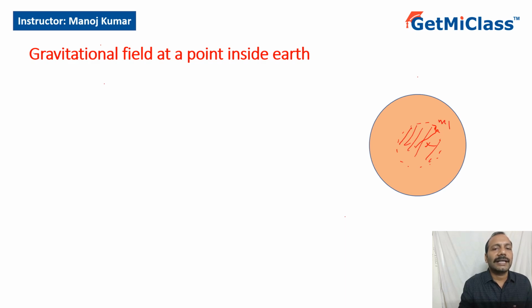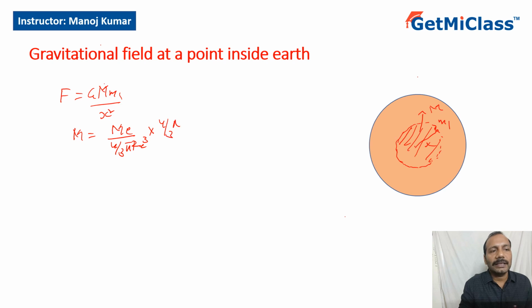Or if I take a mass m1 for reference, I'll take this mass as capital M, then the force would be equal to GMm1 by x square, right? So instead, I'm taking capital M to be the mass of the region which is enclosed by the dots. Now what is M? M would be total mass of Earth by total volume, if I take the radius of Earth to be RE, into volume of the part considered. So I can get rid of 4 by 3 pi and 4 by 3 pi. I'll get M equal to ME into x cube by RE cube.